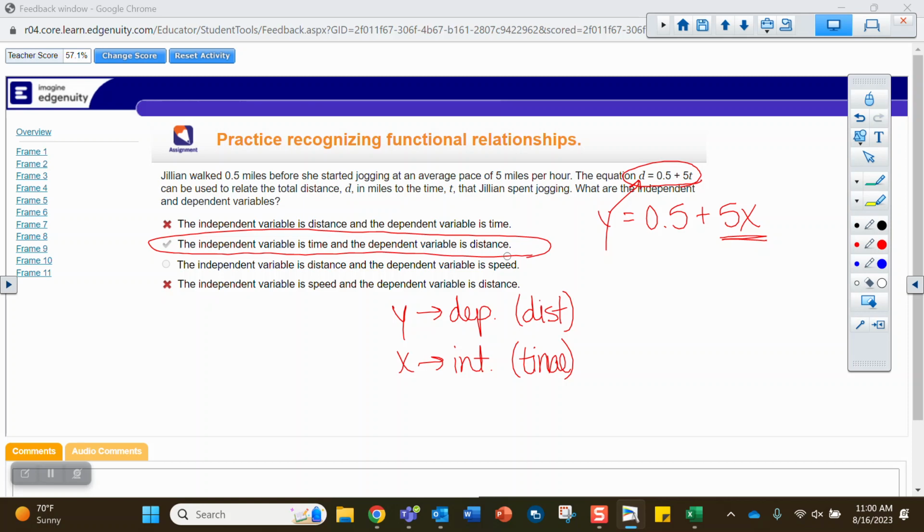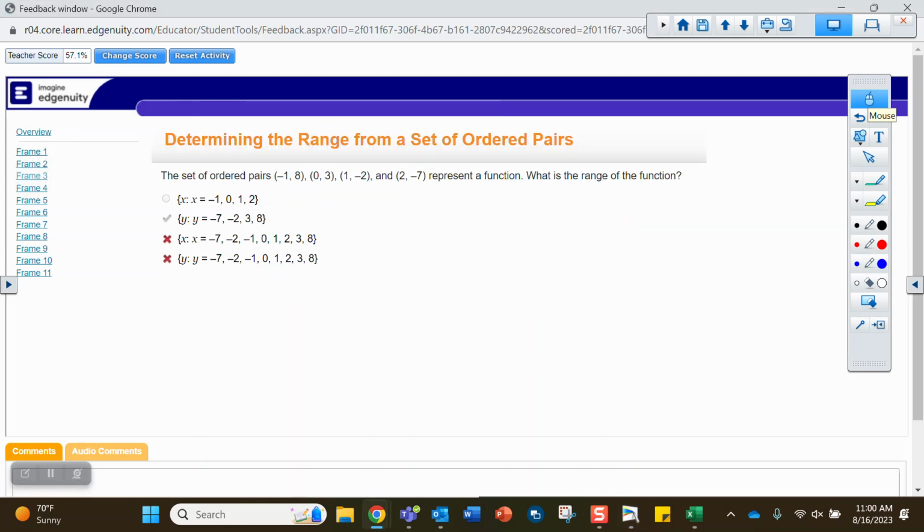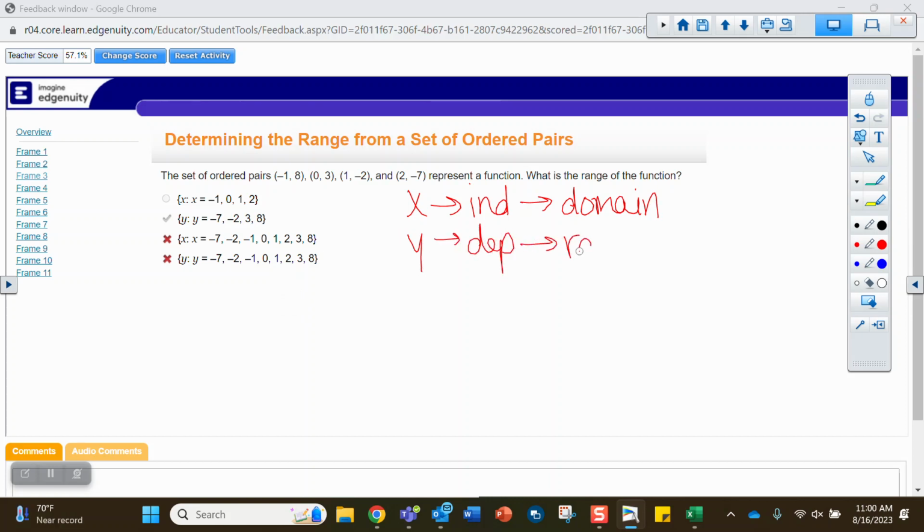And I use a lot of y and x talk throughout this video as I looked through some of the ones that you had missed. I'm just clicking through to where we missed. This one was range, and I'm going to relate it to y and x. So x is the independent variable, and it's also the domain. And then y is your dependent variable, and it's also the range.